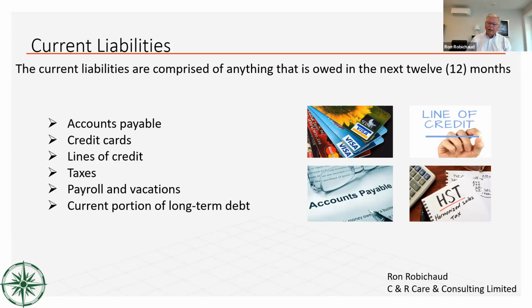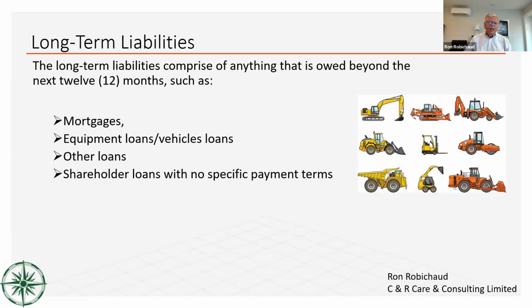And again, in a lot of financial statements, I sometimes don't see this current portion of long-term debt. It's simply all incorporated into the long-term liabilities. And it just gives you wrong information. We'll look at this a little later. Then we have the long-term liabilities. So this is anything that we owe beyond the next 12 months. And this would be mortgages, equipment loans or vehicle loans, other loans, shareholders loans with no specific payment terms.